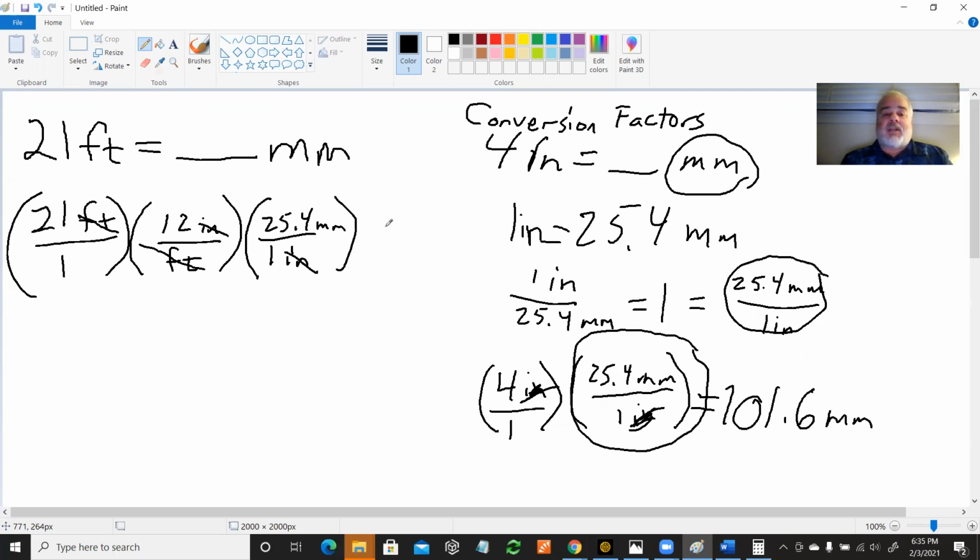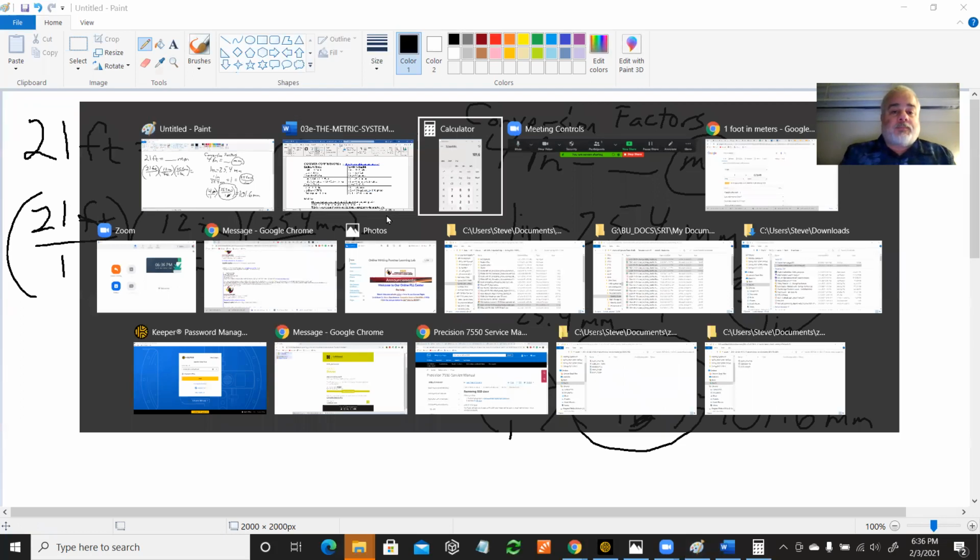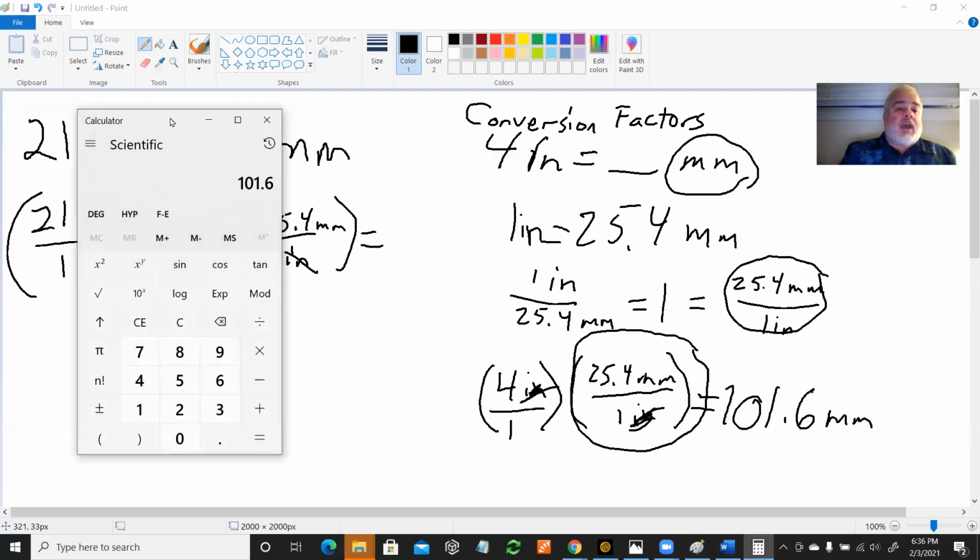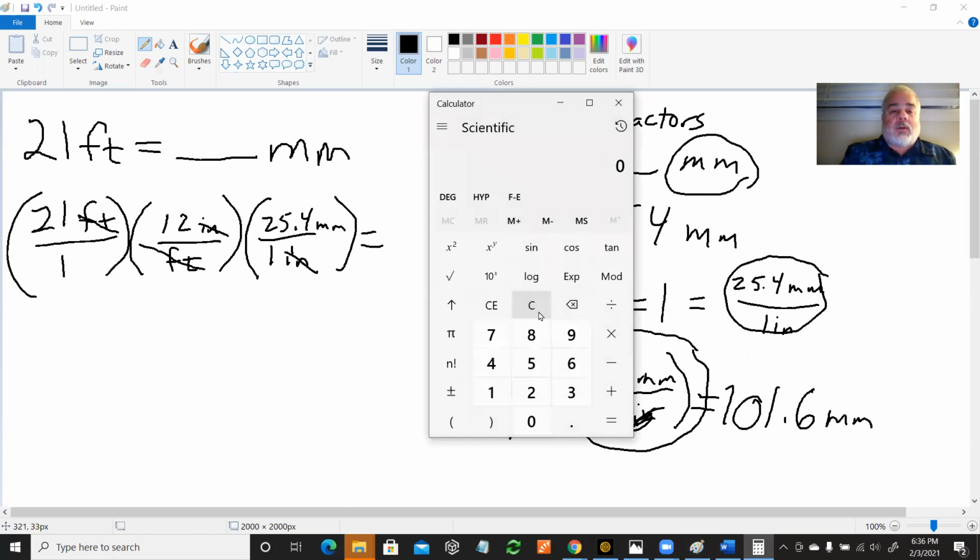Now it's just a matter of plugging it into the calculator. So we go to the calculator. And we have, clear, 21 times 12 times 25.4, 6,400.8. So that leads me to another issue, 6,400.8.